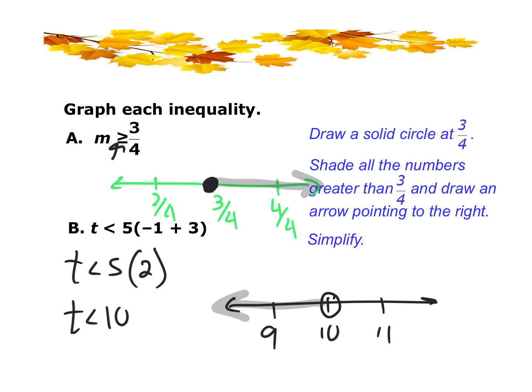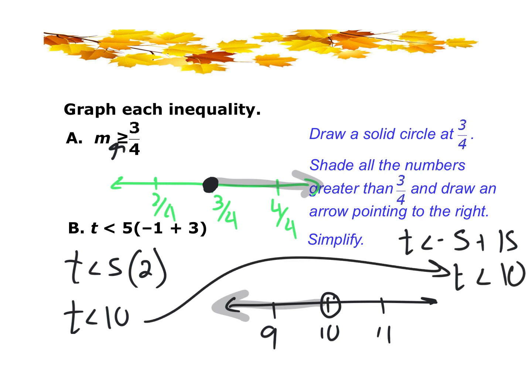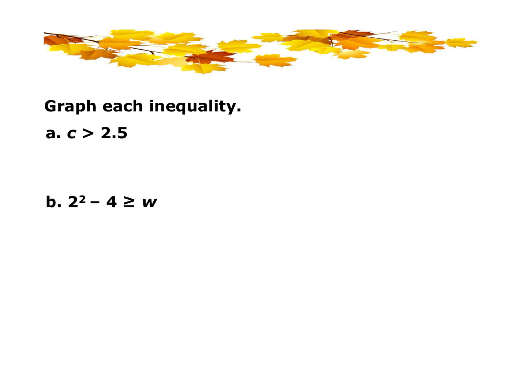If you were to distribute it, we would have gotten t is less than 5 times -1, which is -5, plus 5 times 3, which is 15. We're going to simplify. -5 plus 15 is still 10. So you still get the exact same answer, guys. Is there an option which way you'd rather do it?